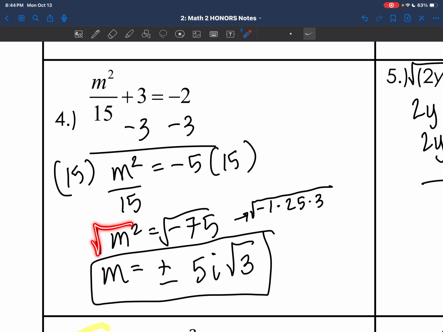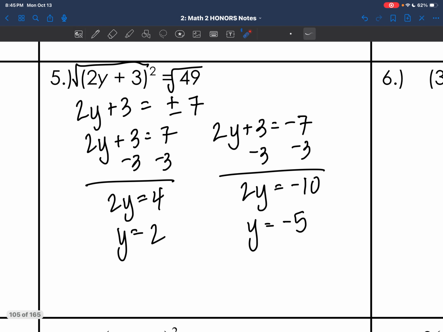Now, we need to take the square root of both sides. But again, remember we have that negative, so that's a negative 1, which is your i. And then 75 is 25 times 3. So I know the square root of 25 is 5, and what's left over is the square root of 3. And then again, don't forget your plus or minus.